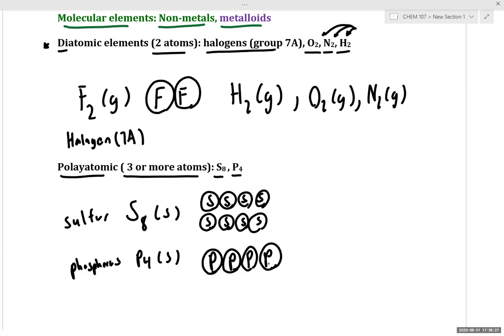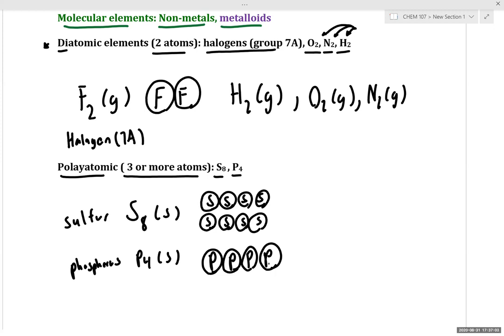Okay, so let's now move on. Any questions before we continue on with today's lecture? So the sulfurs that you circled, all those 8, and then the phosphorus, all those 4, those are called molecular elements? Yes, so sulfur and phosphorus are molecular elements, but more specifically, they're known as polyatomic elements. Poly because they have 3 or more atoms in their formula.